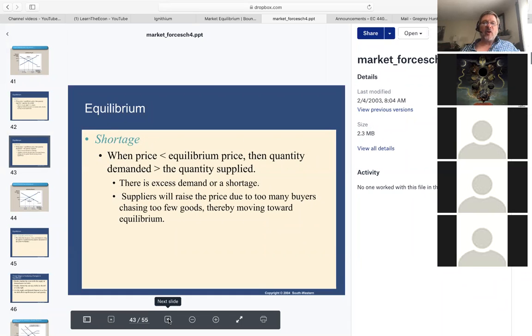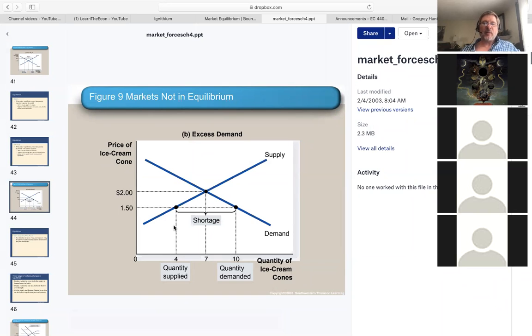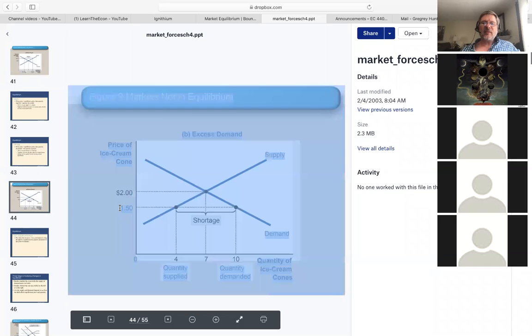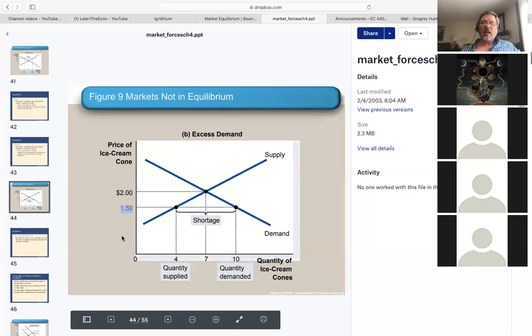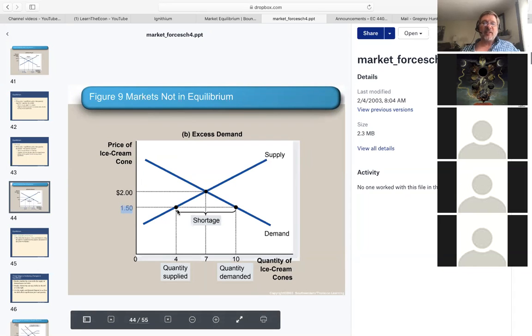Now, you can also have a shortage, and here's what happens when you have a shortage. This is what the diagram looks like. Notice that in this case, for some reason, the government might say, oh no, the price of ice cream is $2, that's too high. We want to mandate or pass a law that says the price of ice cream has to be only $1.50. And we'll talk about that again in more detail as a price ceiling.